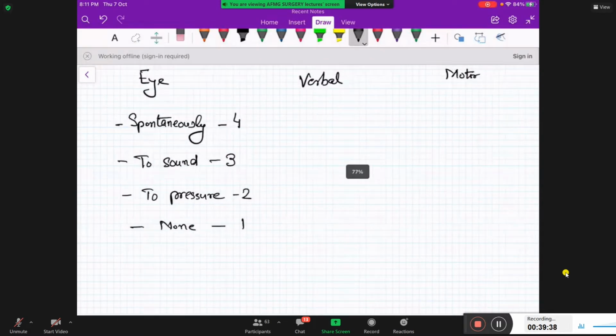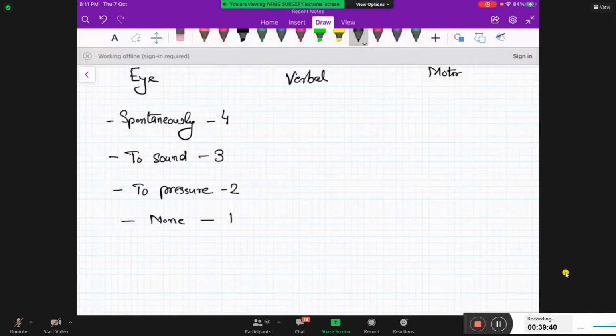In verbal, if the patient is oriented, आपने पूछा कहाँ हो, उसने बोला मैं हॉस्पिटल में हूँ और ये हॉस्पिटल है. It is 5.